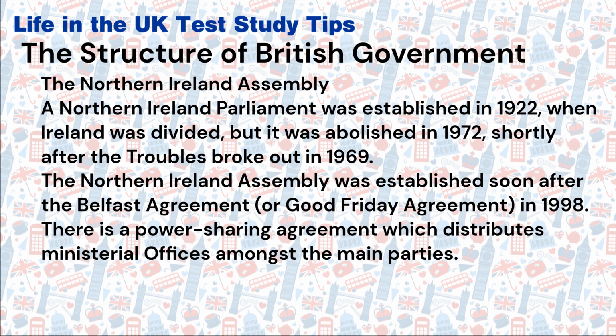The Northern Ireland Assembly. A Northern Ireland Parliament was established in 1922, when Ireland was divided, but it was abolished in 1972, shortly after the Troubles broke out in 1969. The Northern Ireland Assembly was established soon after the Belfast Agreement, or Good Friday Agreement, in 1998. There is a power-sharing agreement which distributes ministerial offices amongst the main parties.